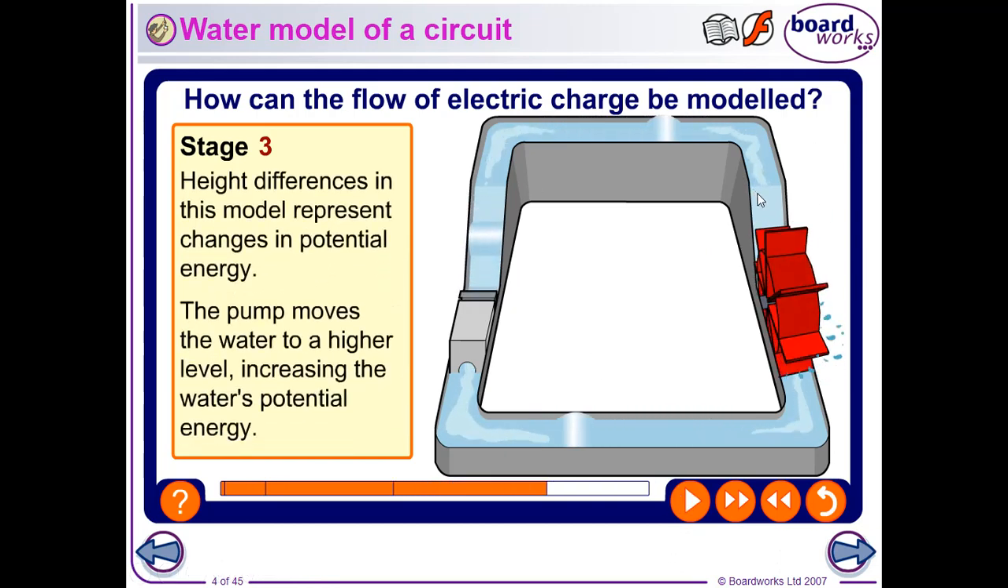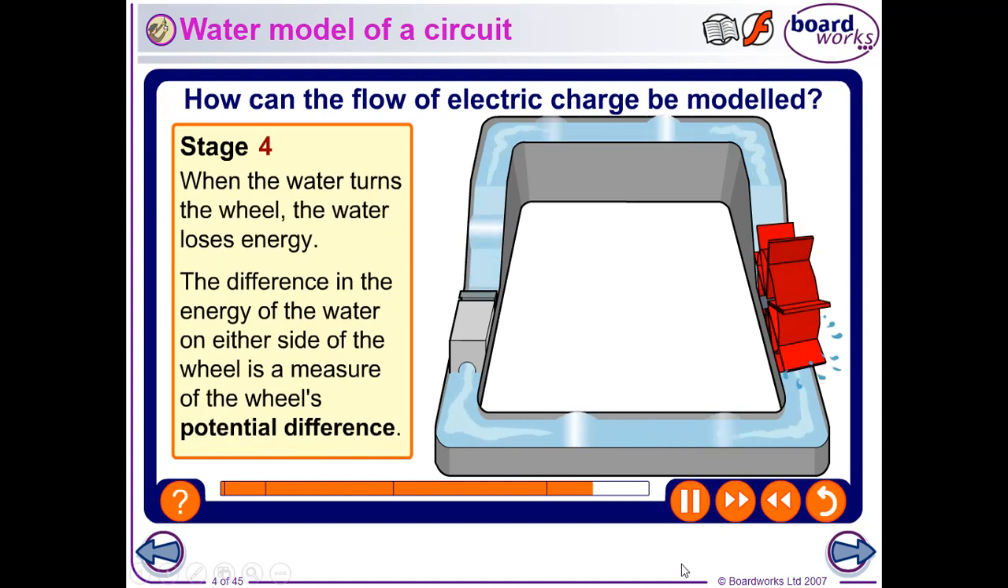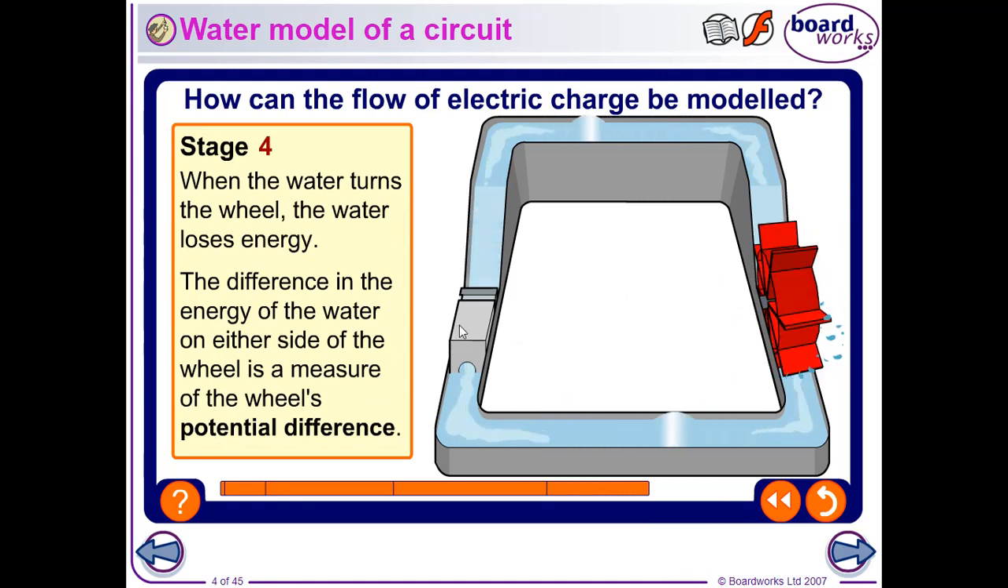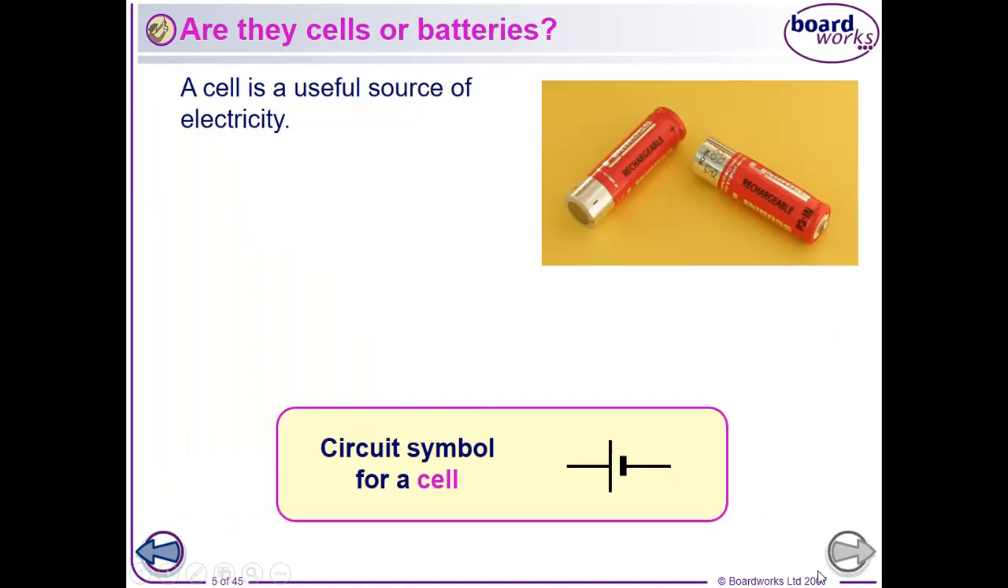The height of the water in this model represents how much energy the water has. Here the water gets pushed up a slope. Around the top it has energy, and then as it falls back down the slope, it's giving that energy away to the water wheel. And here on the way back to the pump, it's low down, so it doesn't have much energy. The water loses energy at the wheel, and it gains energy here at the pump. So if we were to measure the difference in electrical potential energy, or the voltage, we'd be measuring a difference in height between here before the wheel and here after the wheel.